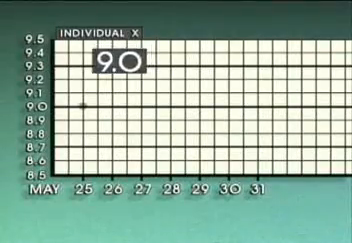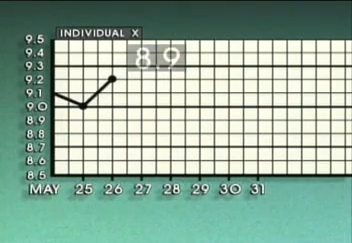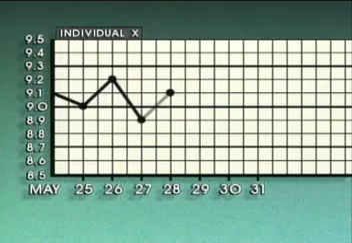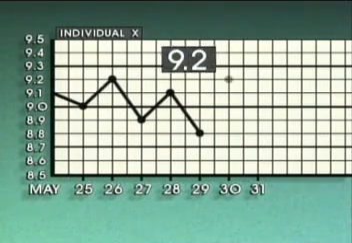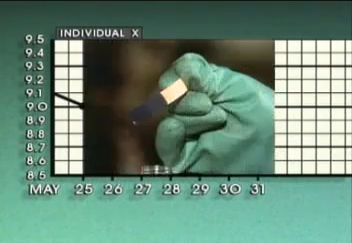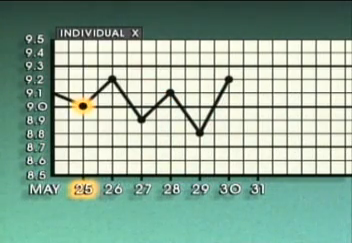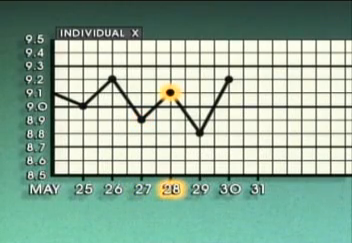An individual X chart is plotted using single samples from the process. The actual value of each sample is plotted directly onto the chart. Individual X charts are typically used to monitor processes where single measurements are taken some time apart. For example, in this process, the pH of a liquid is checked once a day. Each day, the pH value is plotted on the chart. The points are connected to make it easier to see variation in the process.